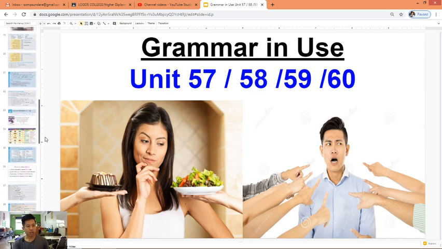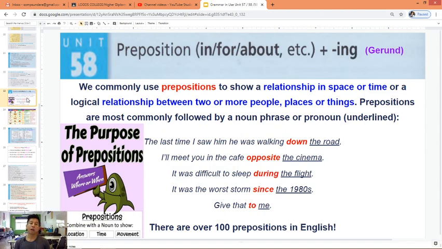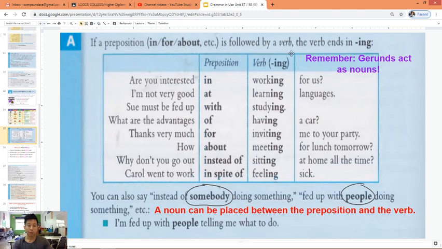Okay, last video we talked about prepositions and how to use them, what they're used for, and why we use them. The most important thing to remember is when a preposition is followed by a verb, the verb ends in -ing, and that's called the gerund. Gerunds act as nouns. A preposition usually connects two nouns or pronouns. It shows a relationship between two nouns or pronouns.